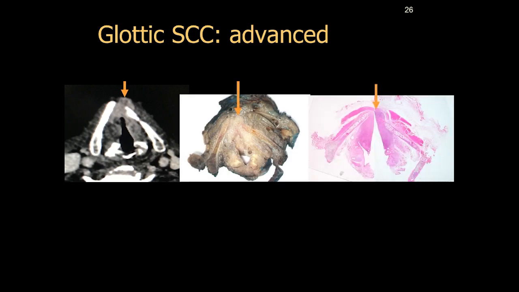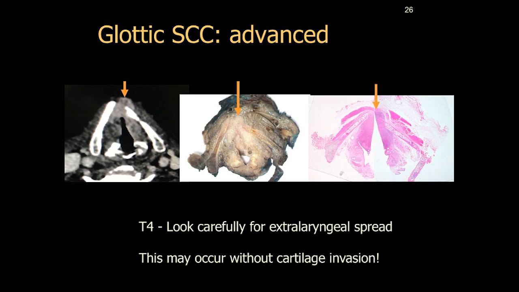You can see it on the histopathology images here as well. So the important point here is that you have to look very carefully for extralaryngeal spread, as these tumors can extend outside of the larynx without frank cartilage invasion, such as through the cricothyroid or thyrohyoid membranes.